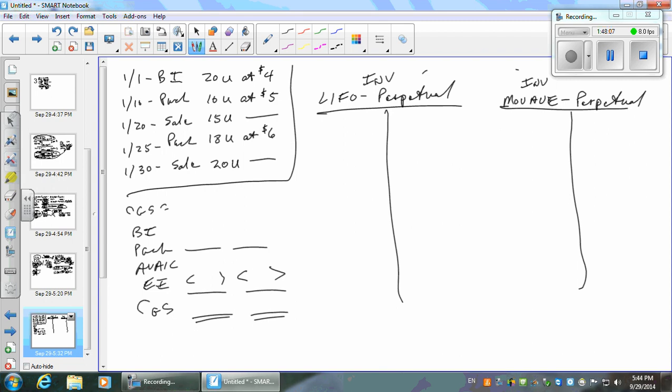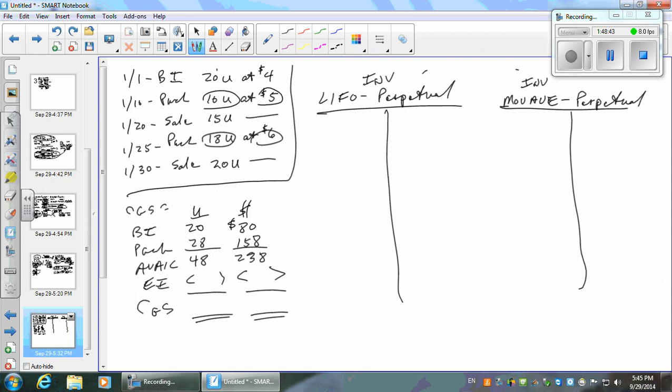Okay, what was the beginning inventory? 20 units, $4 each. What's that? $80? Okay, and then I purchased 10 at 5, right? And then I purchased another 18 at 6. So what's that? 50 and what's 6 times 18? 108. So 158? Yeah. There it is. And it was 28 units. So just so we know where we're at, 48 units available that cost me $238, is that right?